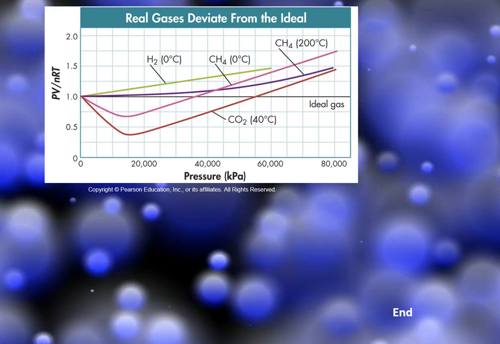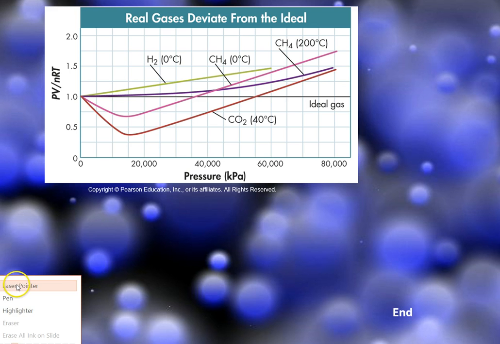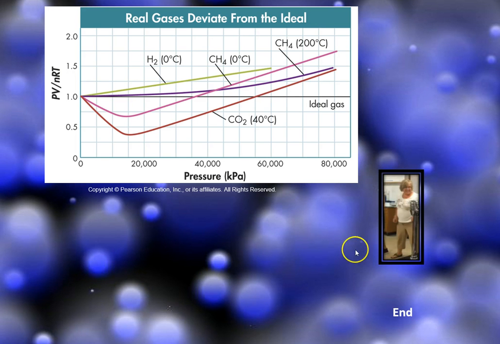And this is just a little graphic to show you the different conditions. So the straight line right here is the ideal gas. This is the behavior you would expect, but we see at different temperatures and pressures, these real gases deviate from that ideal behavior. And so this then is the end of video lesson number 12.